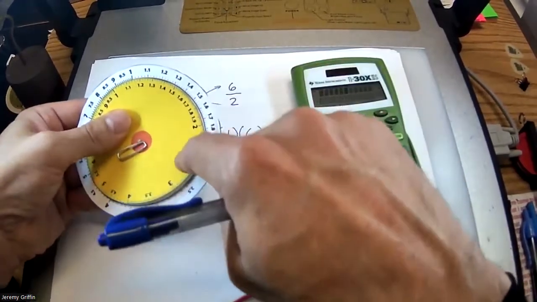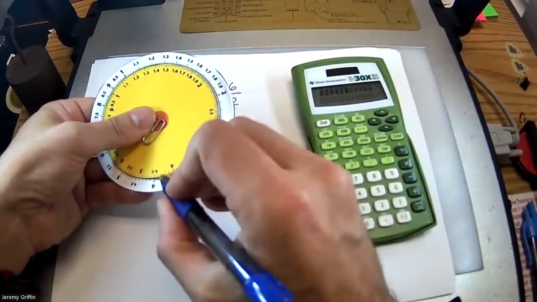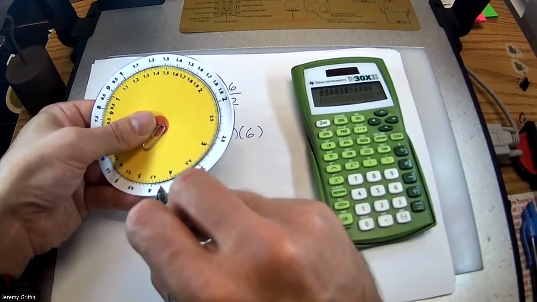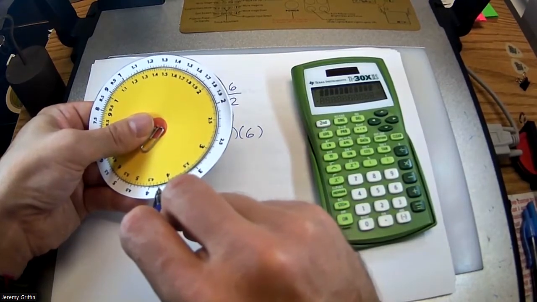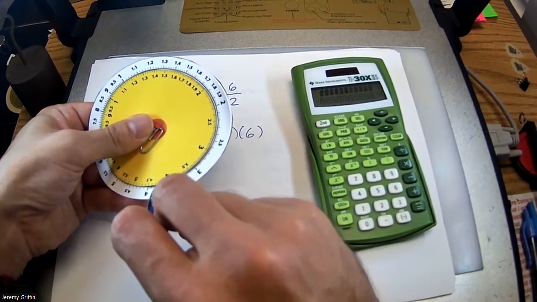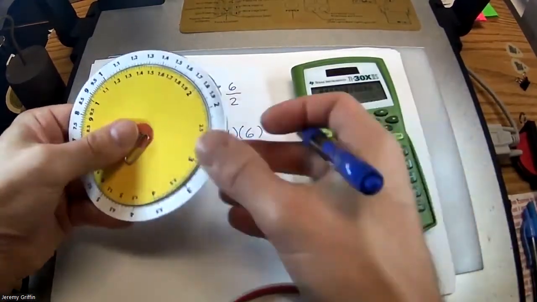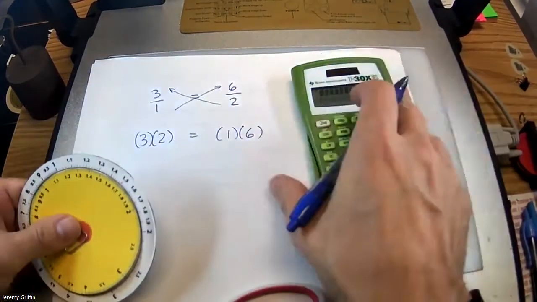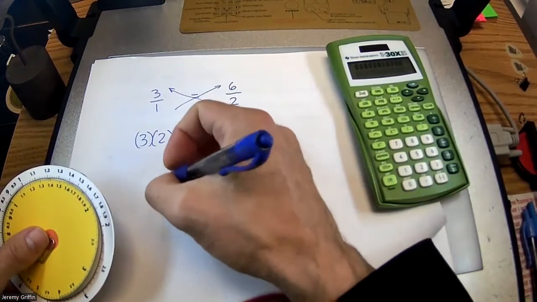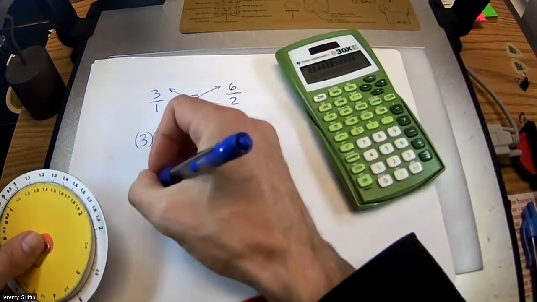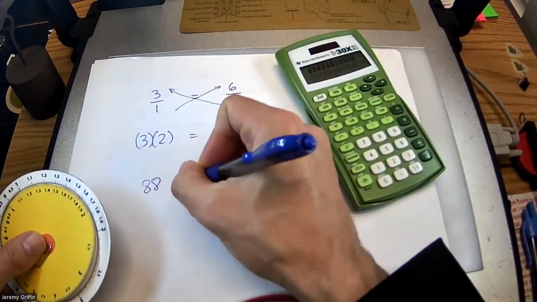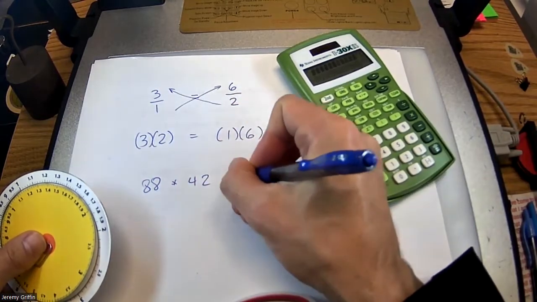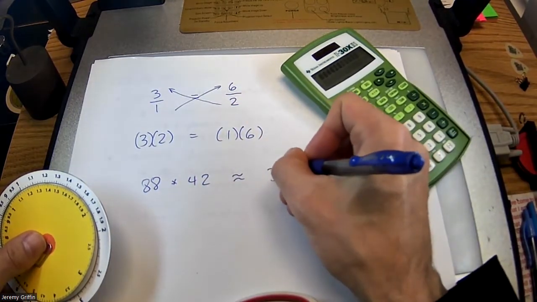So that's the yellow inside circle. 42 is right there. And it looks like it's pointing to, it's really close to 3.7. To 2 digits is 3.7. It's kind of hard to tell from there, but it's 3.7 something. So let me write down to two digits 3.7. So what is 88 times 42? It's really close to something to do with the 3.7.